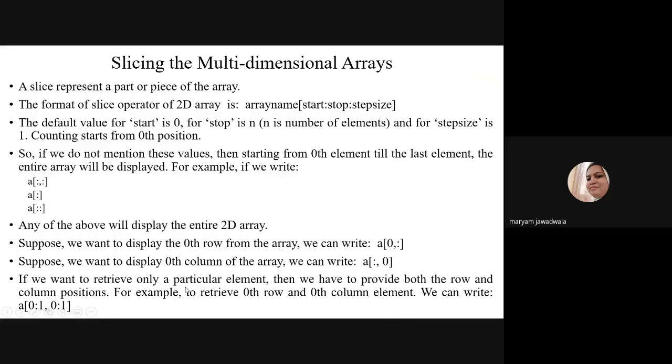And if I want to retrieve only a particular element, right? Here I accessed one row or one column, but suppose I want to access only a single element, or some elements of one row and some elements of another row, then how can we write? Suppose I write a[0,1]. To retrieve the 0th row and 0th column element, we can write a[0,0], which means it will print the 0th row and 0th column element, only one element is going to print, right?